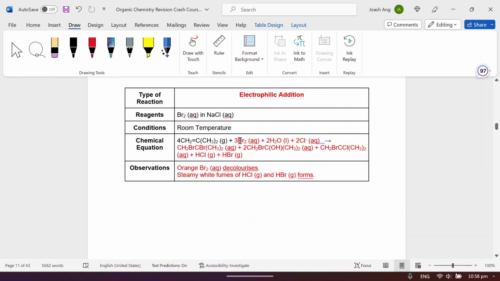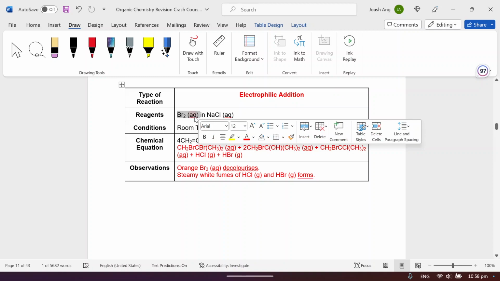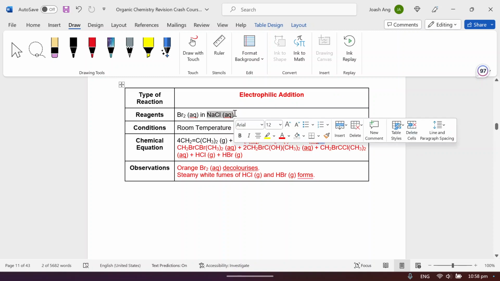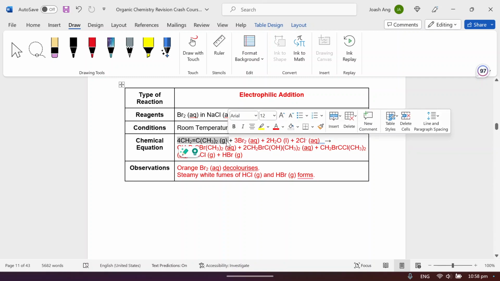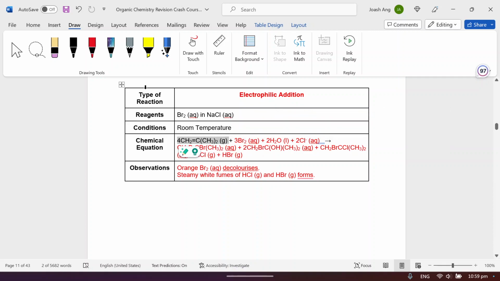So this one is a bit of a tricky reaction. You have bromine in aqueous state, aqueous bromine, and sodium chloride solution. So the very first step, you know that this reactant contains a C=C double bond. So this C=C double bond means I need to use this nucleophilic pi electron cloud to polarize something.